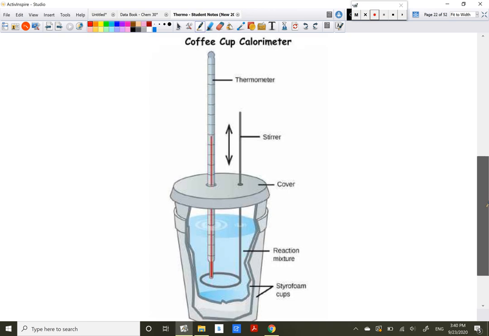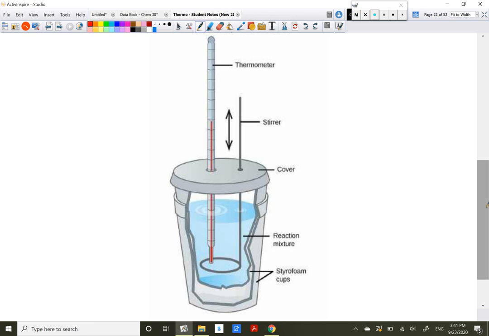They're excellent for studying acid-base neutralizations or dissolving things that generate heat, or even absorb heat. Like if you dissolve ammonium nitrate, it gets colder. If you dissolve sodium hydroxide, it gets hotter. These are the calorimeters that you would use for that, so you'll see both inside questions and everything like that.